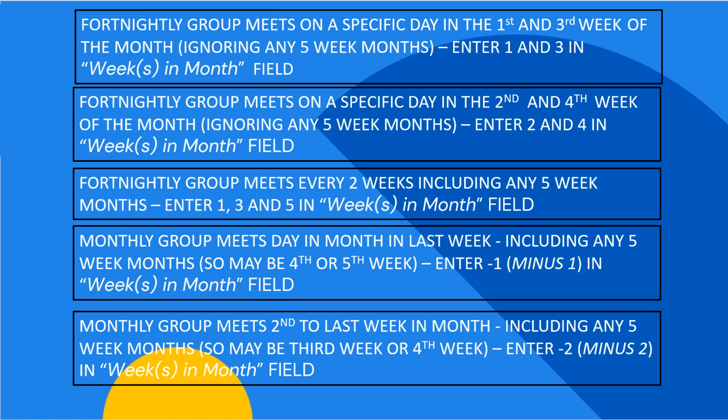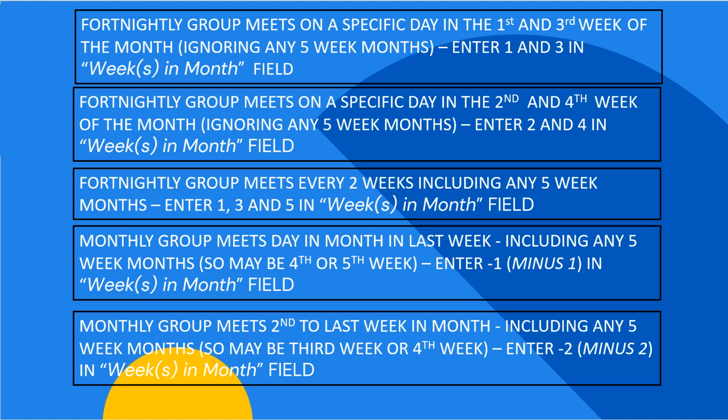This description is in case you do select an option that is not user-defined. In scenario 1, if a fortnightly group meets on a specific day in the first and third week of the month, ignoring any 5-week months, enter 1 and 3 in the week in month fields. In scenario 2, if a fortnightly group meets on a specific day in the second and fourth week of the month, ignoring any 5-week months, enter 2 and 4 in the week in month fields.